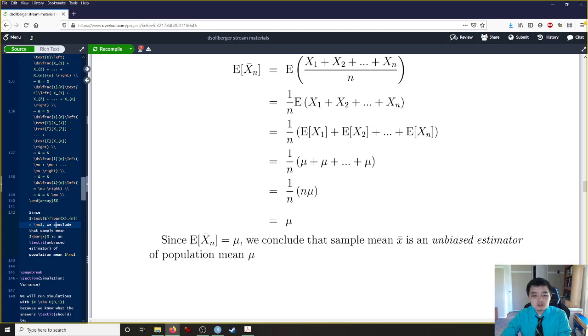So finishing off the train of thought, since the expected value of x bar does line up back with mu in the theoretical derivation here, we conclude that the sample mean x bar is an unbiased estimator of the population mean mu. I'll pause here to see if there are any more math questions from chat.